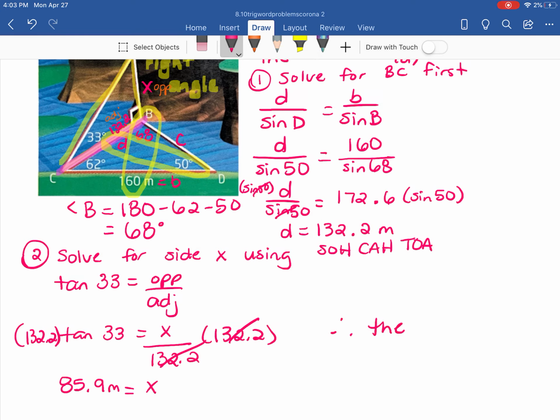So therefore, the height of the cliff is 85.9.